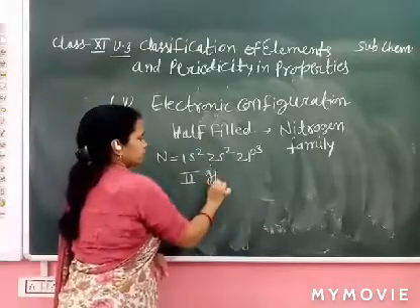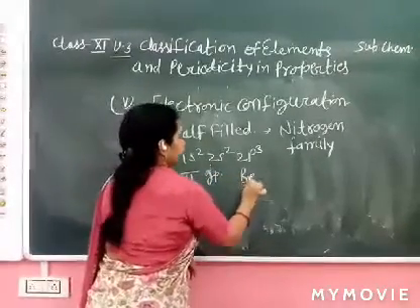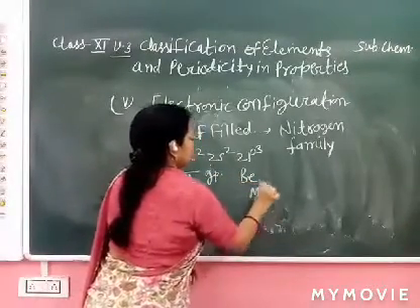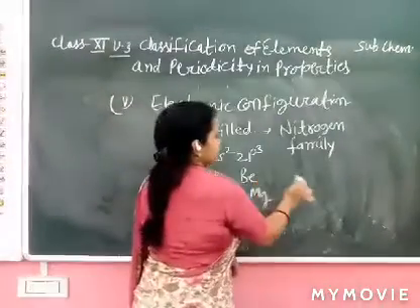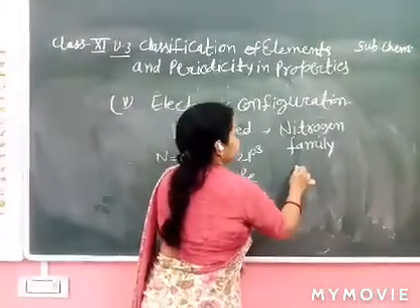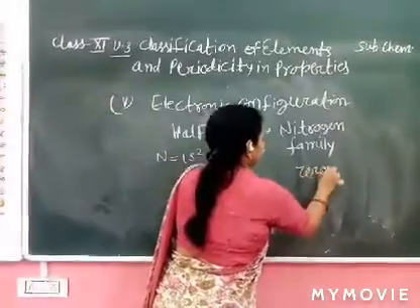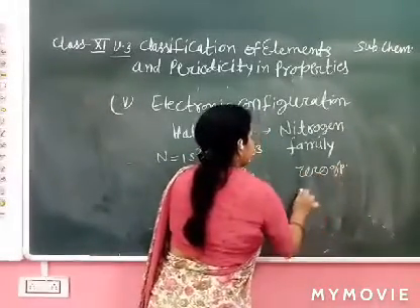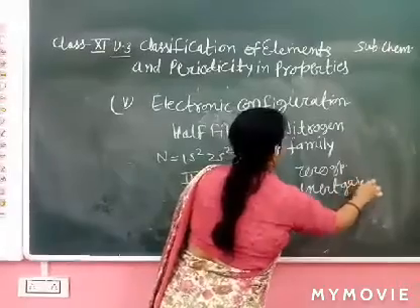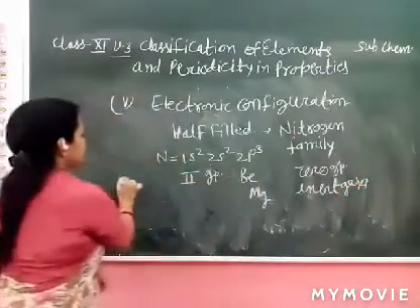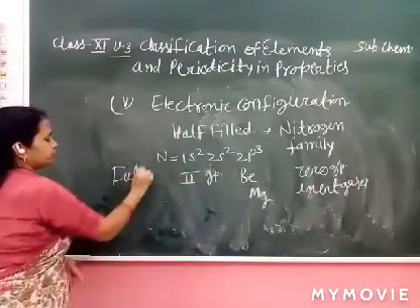Second group: beryllium, magnesium, calcium, the alkaline earth metals. Their s orbital is fulfilled. And the zero group, the inert gases, have fulfilled orbitals. These are fulfilled.